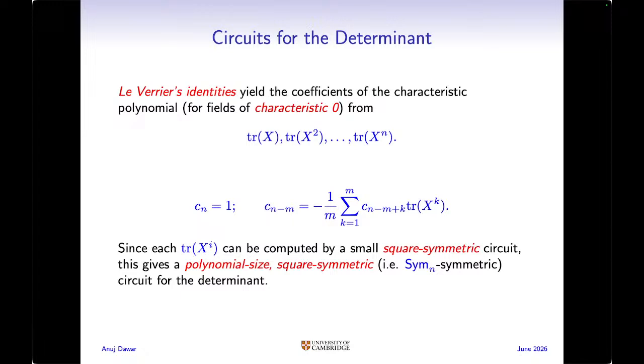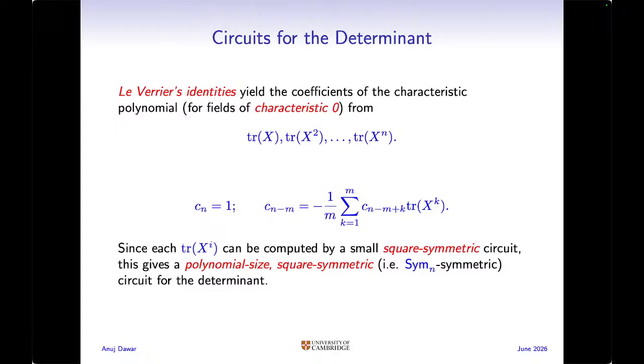Main point here is each of these values can be easily expressed as a square symmetric circuit. What I mean is invariant under simultaneous row and column permutations. Same permutation applied to the rows and the columns. And that's because that doesn't change the trace.